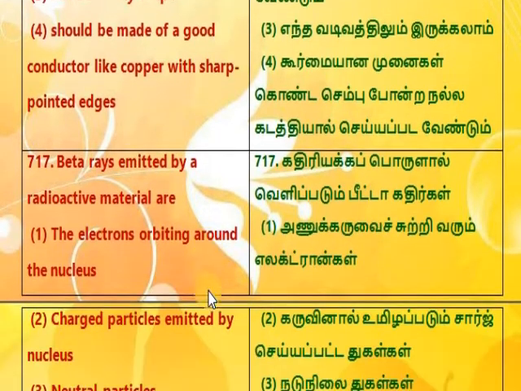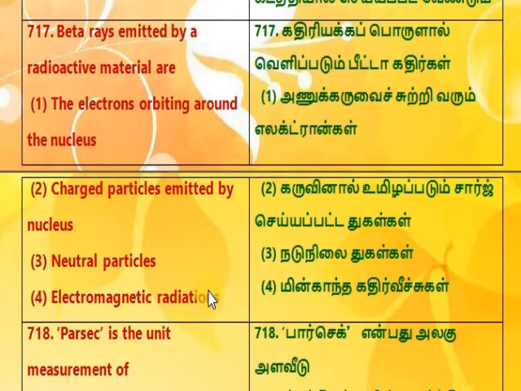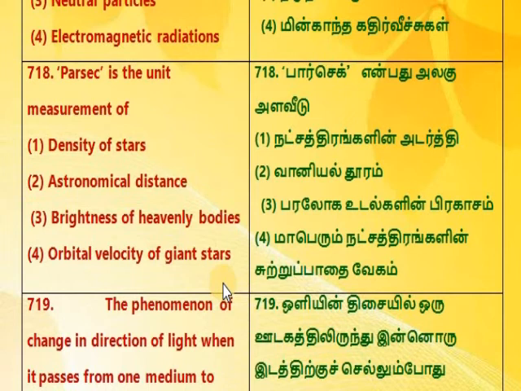717. Beta rays emitted by a radioactive material are 1. The electrons orbiting around the nucleus. 2. Charged particles emitted by nucleus. 3. Neutral particles. 4. Electromagnetic radiation. 718. Parsec is the unit measurement of 1. Density of stars. 2. Astronomical distance. 3. Brightness of heavenly bodies. 4. Orbital velocity of giant stars.